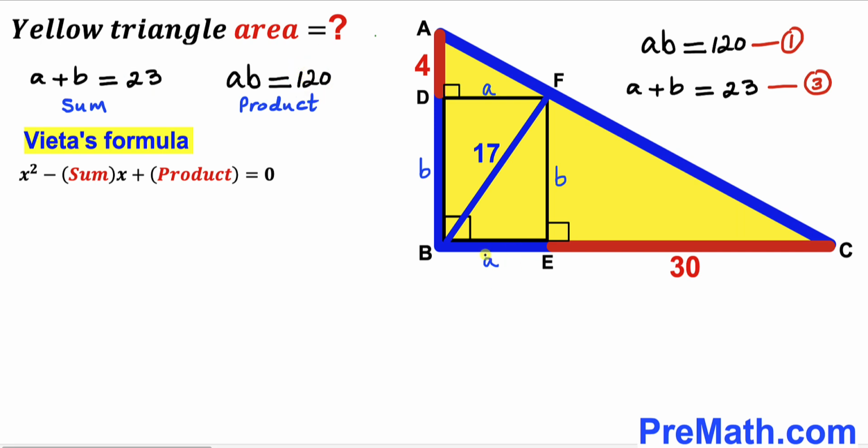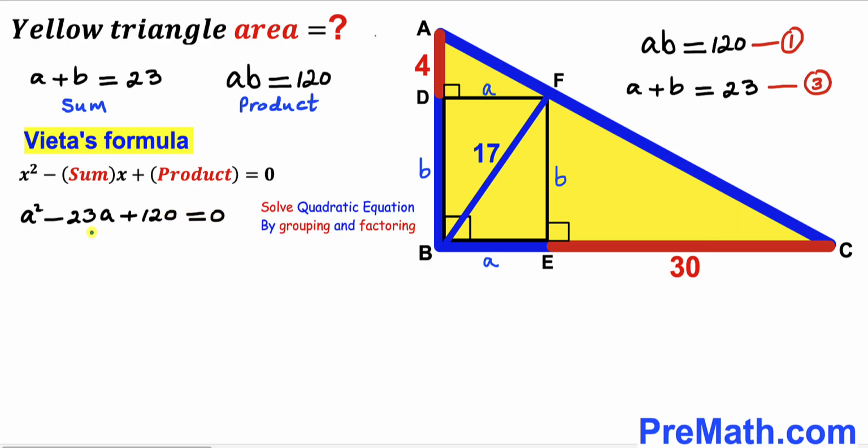So therefore, for this side of this rectangle, lowercase a, this formula is going to become a square minus the sum, in our case is 23, times a plus the product, 120, is going to be equal to 0. And now we can see we got this quadratic equation, and we are going to solve it by grouping and factoring.